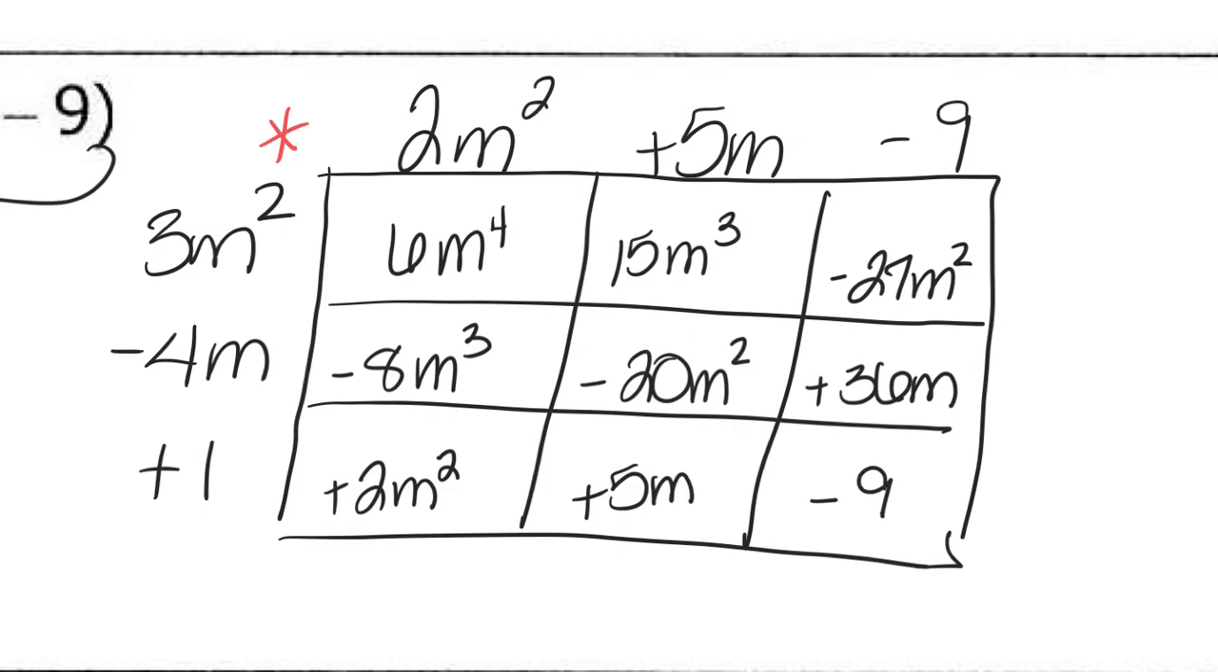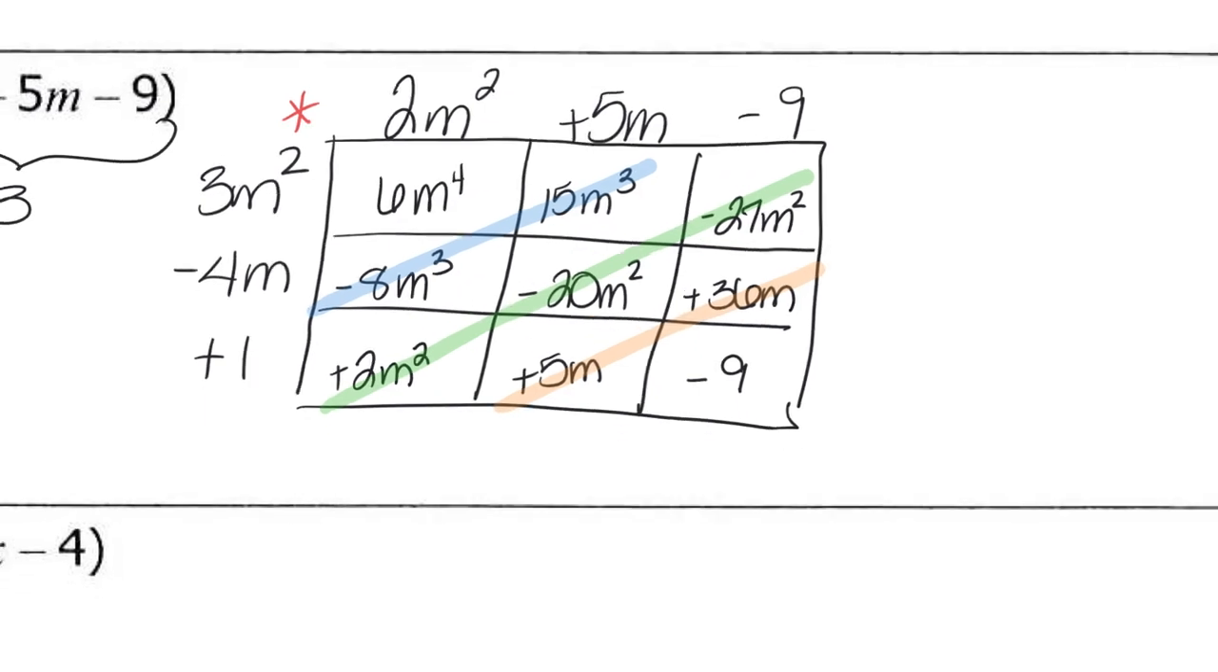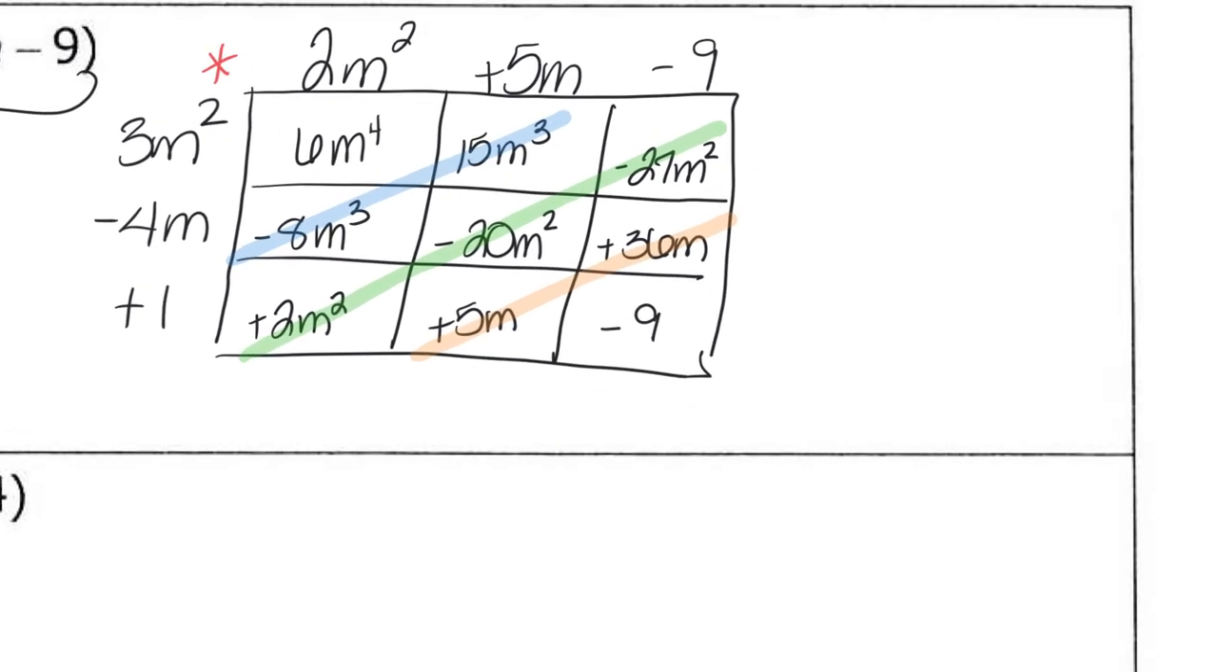And again, we have a bigger box, so we check those diagonals. There are your cubes. There are your squares. There are your linears. So when they come out of the box, we're going to add up your blues with your blues, your greens with your greens, your oranges with your oranges. So we end up with 6m to the 4th. 2 minus 20 is negative 18. And another 27. This is negative 45m squared.